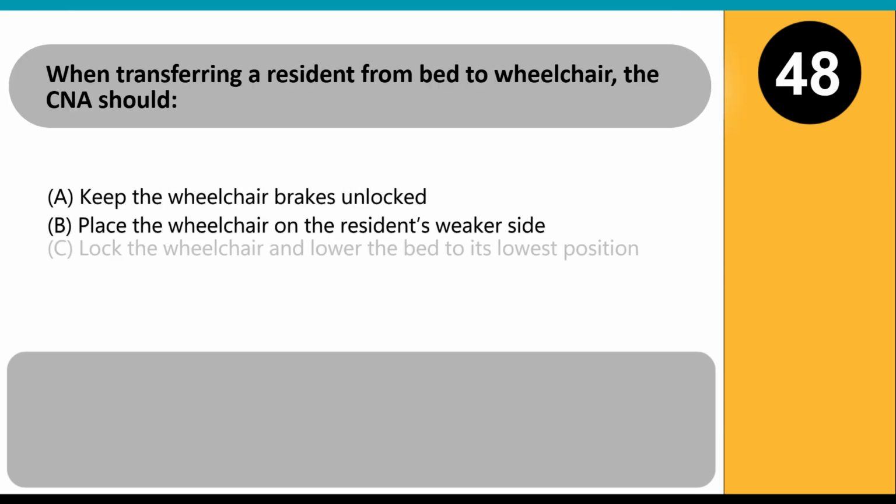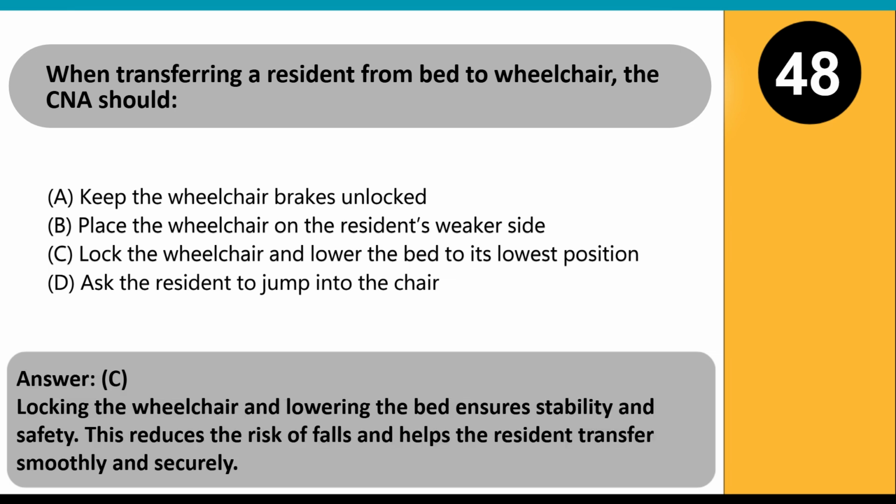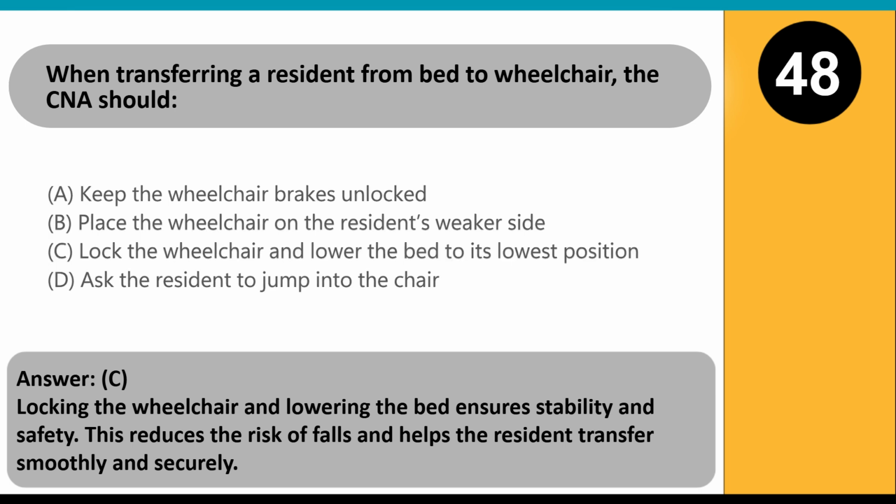When transferring a resident from bed to wheelchair, the CNA should: A. Keep the wheelchair brakes unlocked. B. Place the wheelchair on the resident's weaker side. C. Lock the wheelchair and lower the bed to its lowest position. D. Ask the resident to jump into the chair. Answer C. Locking the wheelchair and lowering the bed ensures stability and safety. This reduces the risk of falls and helps the resident transfer smoothly and securely.